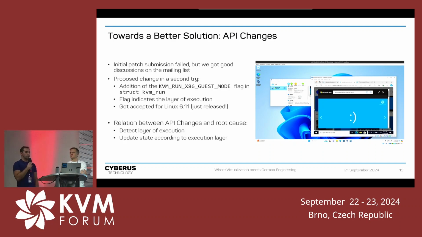So we submitted a patch where we fixed the behavior, which got rejected, but enabled a really good discussion on the KVM mailing list. And we were supposed to get a new solution for that, which was the addition of a new flag in the KVM run struct, which indicates the execution level, which is basically the guest that is being executed right now. This one was also submitted to the mailing list, and we were able to get it merged. It will be available with Linux 6.11, which is released right now, I guess.